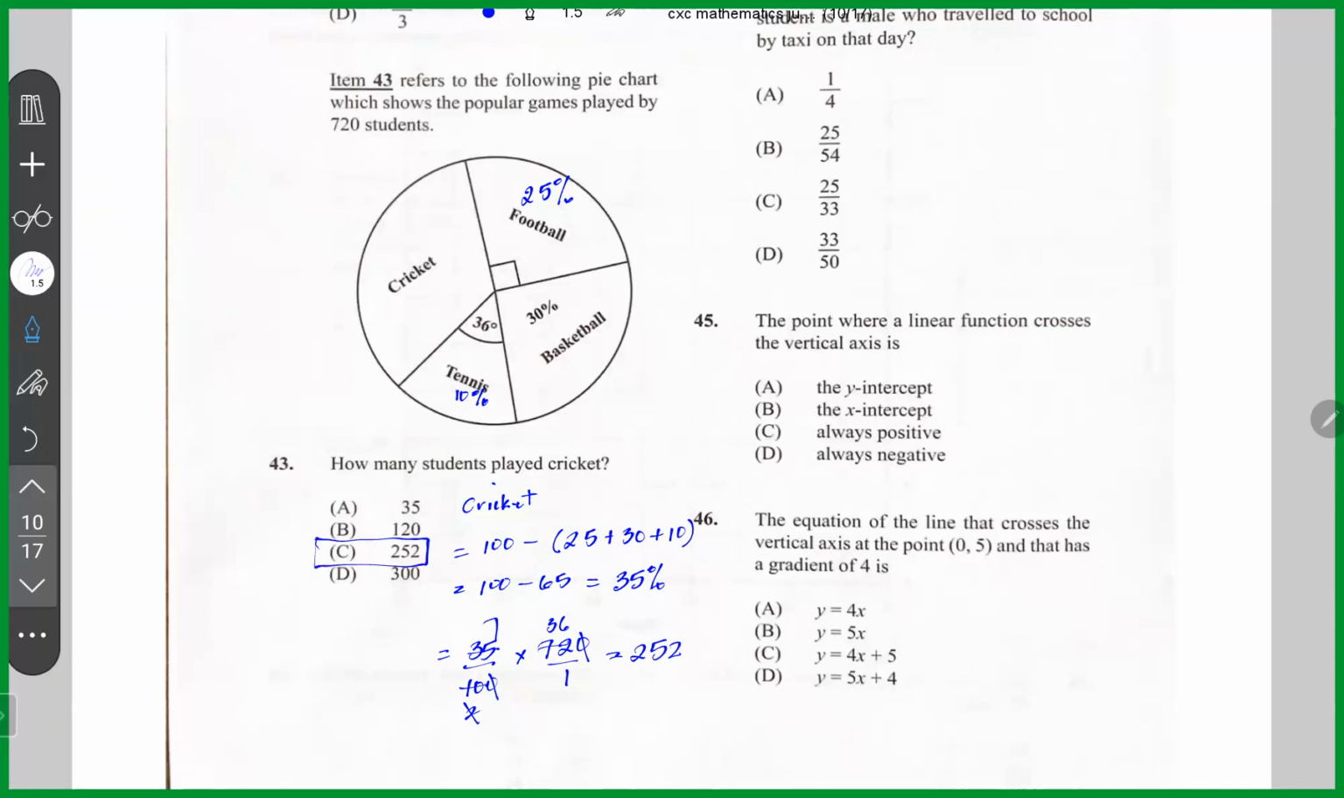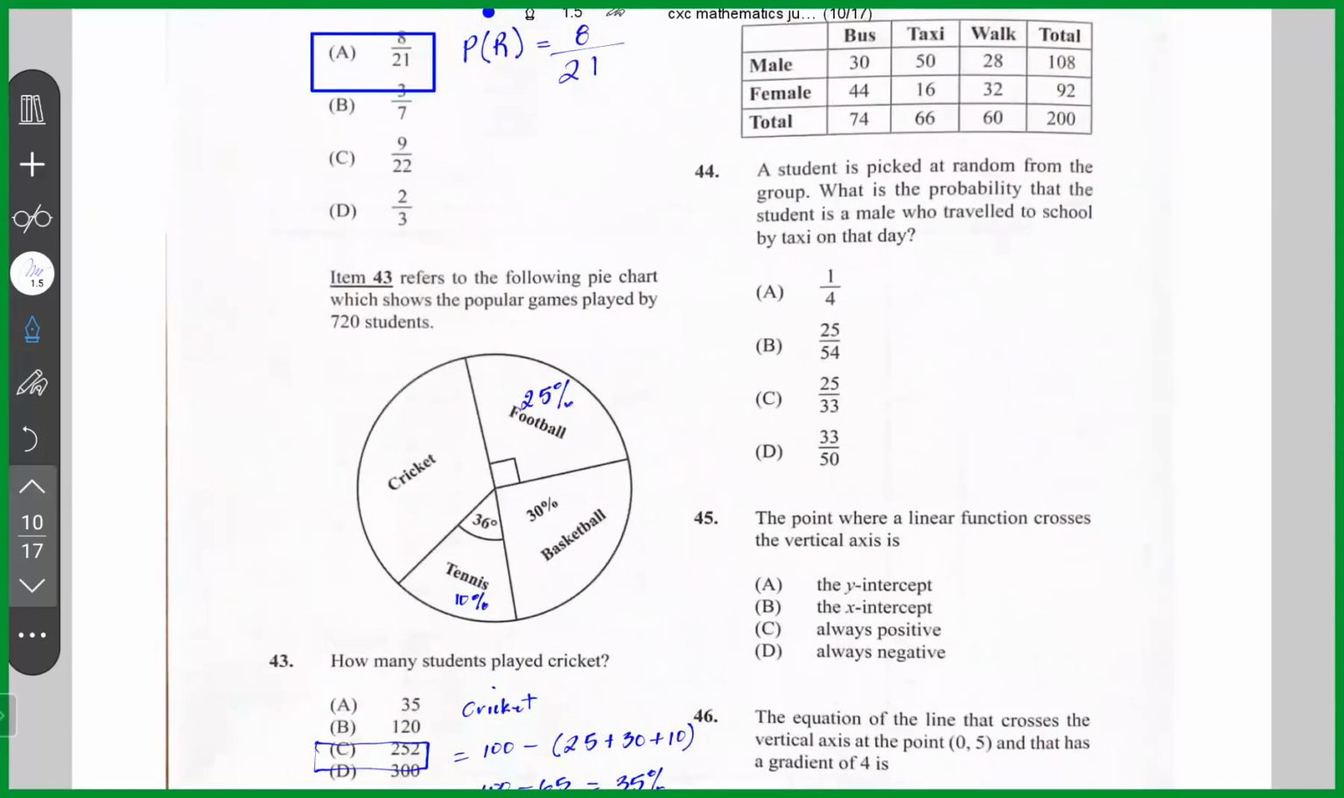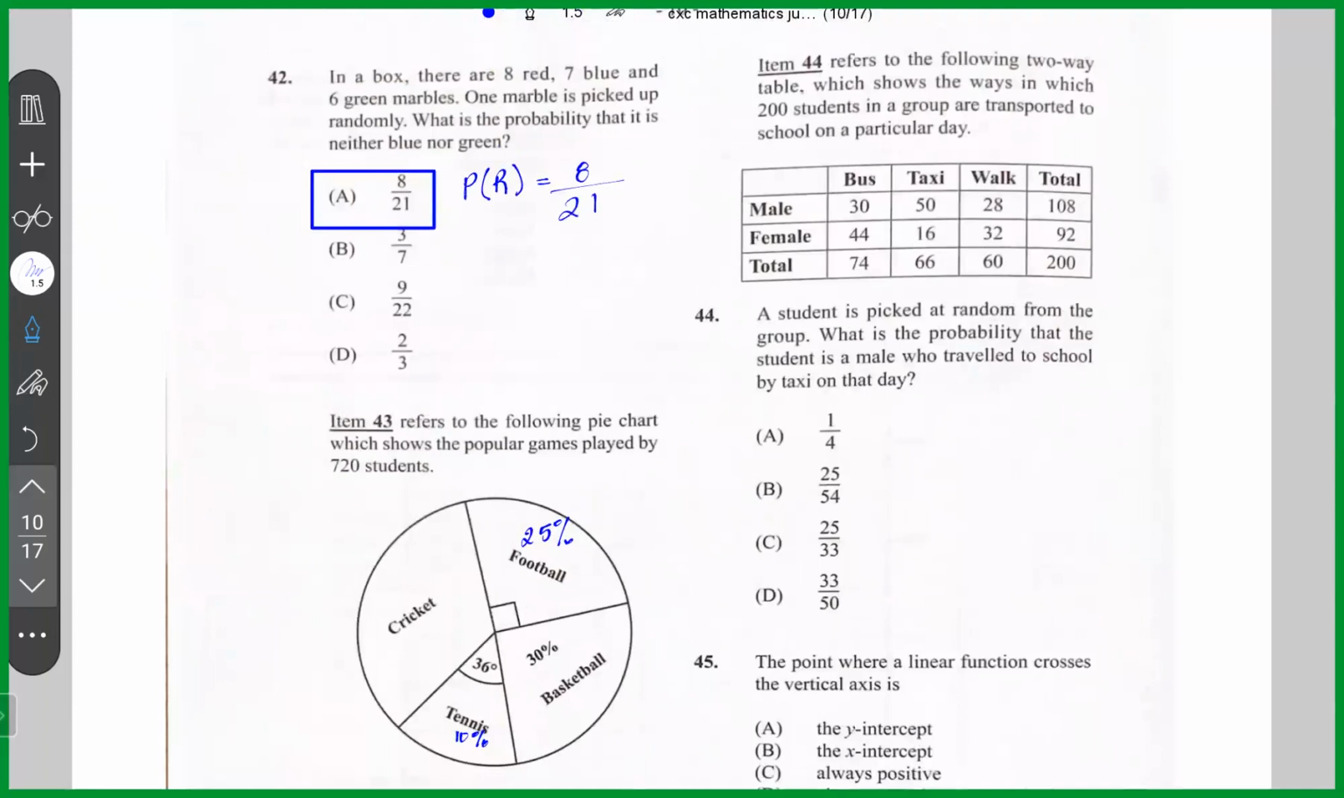All right, so let's have a look at 44. Item 44 refers to the following two-way table, which shows the ways in which 200 students in a group are transported to school on a particular day. A student is picked at random from the group. What is the probability that a student is male who traveled to school by taxi on that day? So the probability of being male, and you take taxi. How many males took taxi? 50 males. So this would be 50 people out of 200. My answer seems to be A.